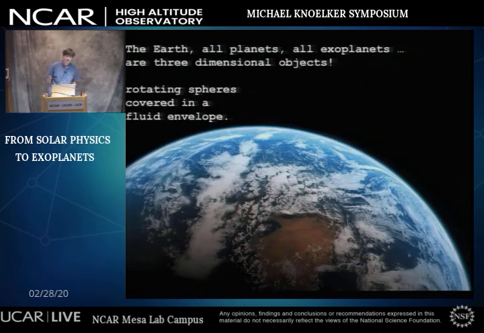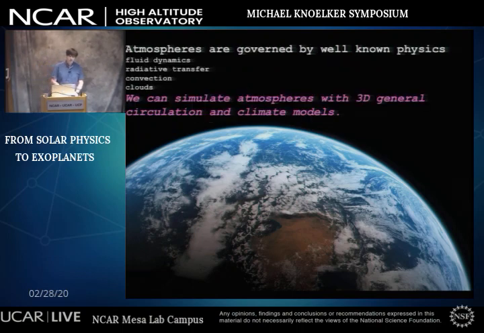So it should come as no surprise that Earth, all the planets, all the exoplanets are three-dimensional objects. They're rotating spheres covered in a fluid envelope. And atmospheres are governed by well-known physics. So we're not solving for quantum gravity here. We understand fluid dynamics, and we can code it up quite well.